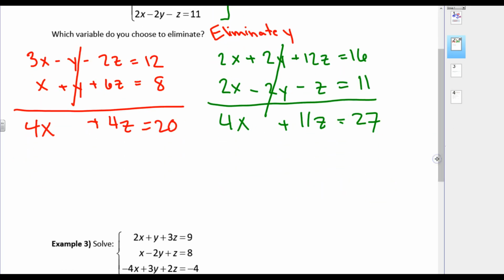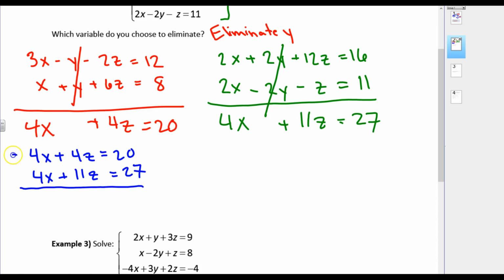All right, now I have a new system of equations. My new system is 4x plus 4z equals 20, and 4x plus 11z equals 27. If I send a negative through the top, my x's will cancel. And here I'm left with 7z equals 7, so my z must be 1.